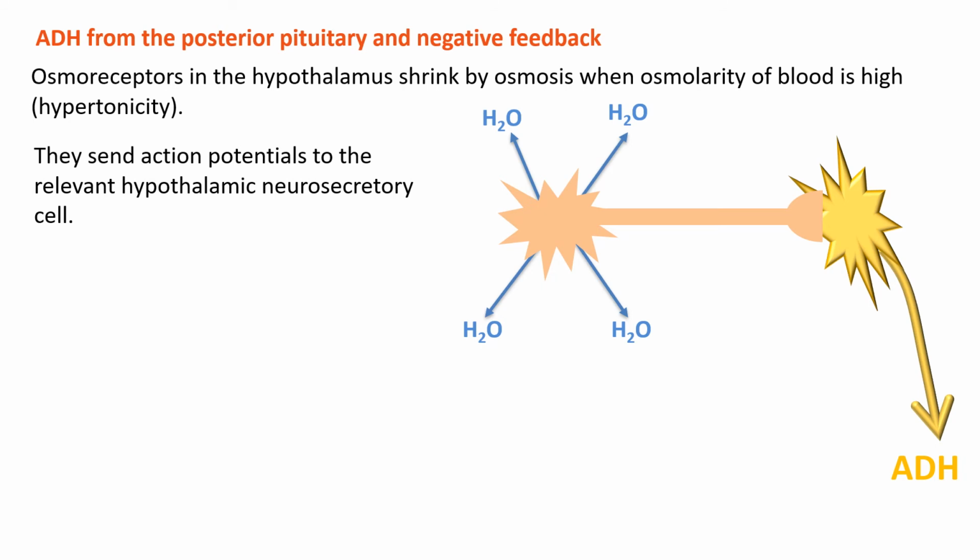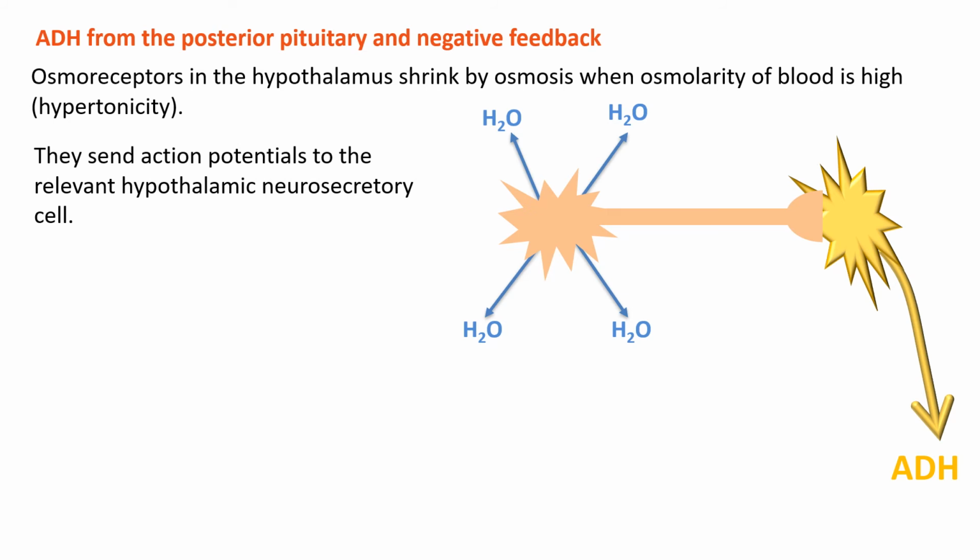They then send action potentials along to the relevant hypothalamic neurosecretory cell. In this case, the one synthesizing ADH. So when do you think this situation is going to happen? If we've got a hypertonicity, we've got a lot of osmoles in the blood, in the extracellular compartment compared to inside the intracellular compartment.